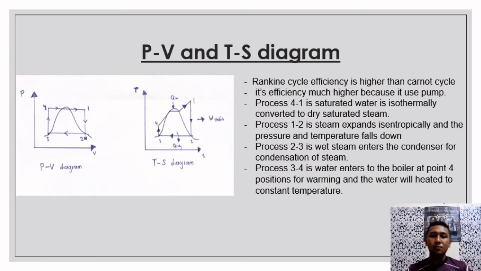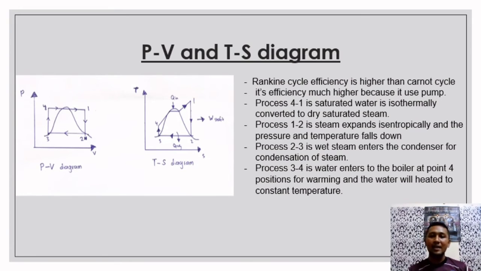Okay, we can see process 4 to 1 is saturated water isothermally converted to the dry saturated steam. And for the process 1 to 2 is the steam expands isentropically, and the pressure and temperature will fall down. And then the process 2 to 3 is the wet steam enters the condenser for condensation of steam.